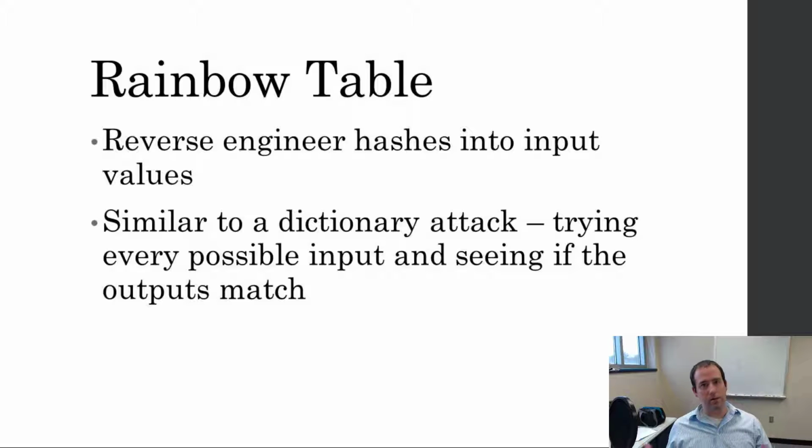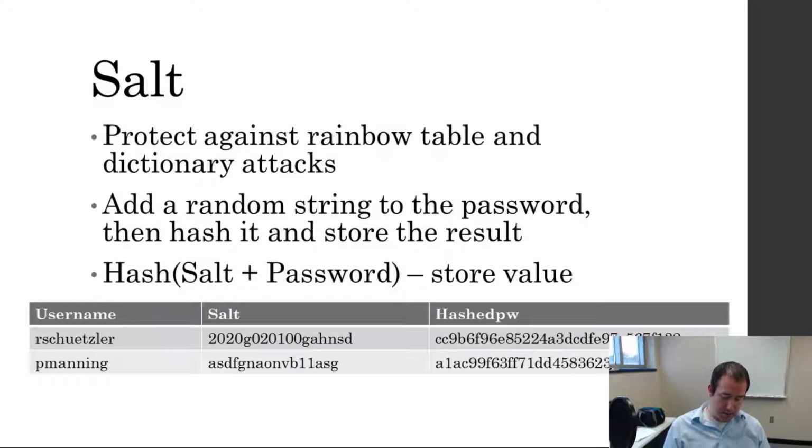We're not going to talk a lot about exactly how a rainbow table works or how it's stored, but it is a way to simplify an attack on hashes. But to protect against rainbow table and dictionary attacks, we're going to do this little thing called salting. And now we're finally going to get to the actual use of hashes to store passwords. And the reason that we use hashes to store passwords is because passwords are super important.